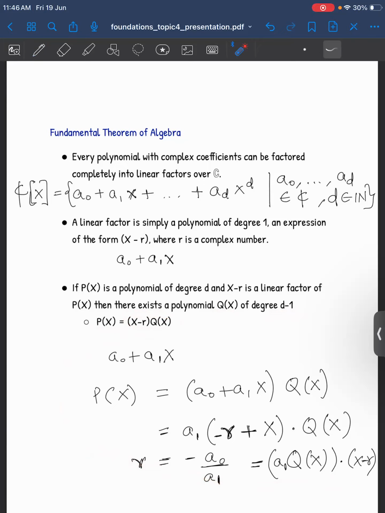So if you didn't follow this part, then just believe that if there is a linear factor, then it can be written as x minus r, where r is again coming from the field, so it's a complex number. And x minus r divides p of x implies that there is a polynomial q of x of degree 1 smaller than p, so x minus r times q of x is equal to p of x.